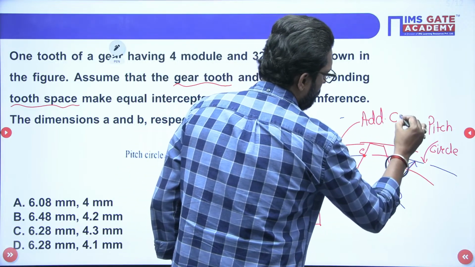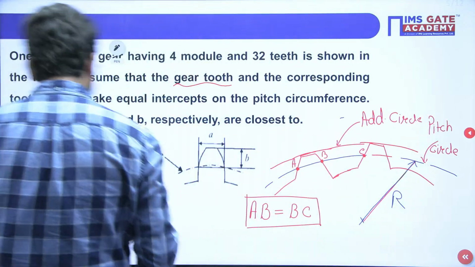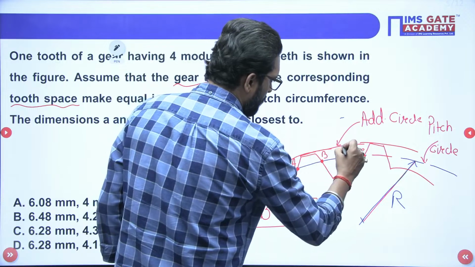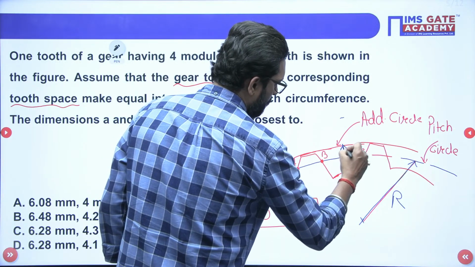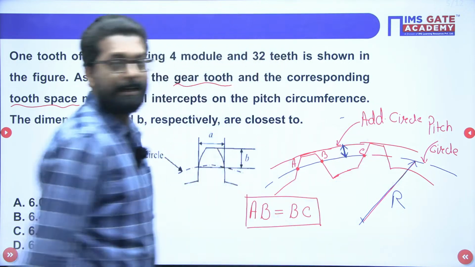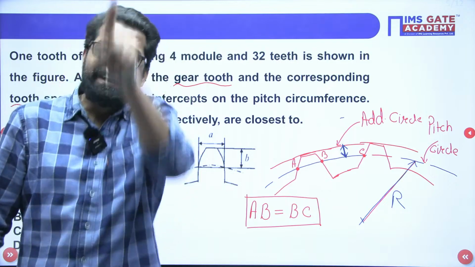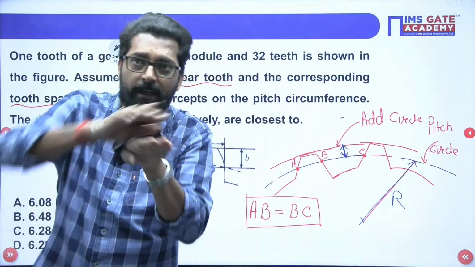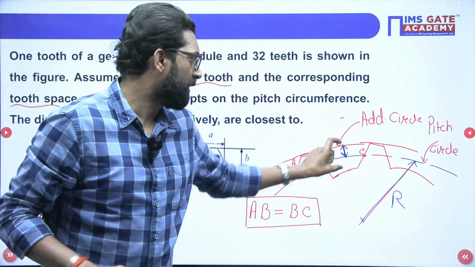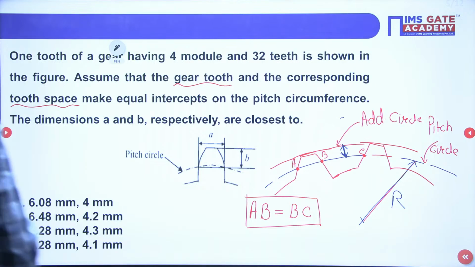Addendum circle. And the radial distance from the pitch circle to this addendum circle is known as addendum. So this is your addendum. That means the radial distance from the pitch circle to the addendum circle is known as addendum. Clear? Now, what is the circular pitch here?